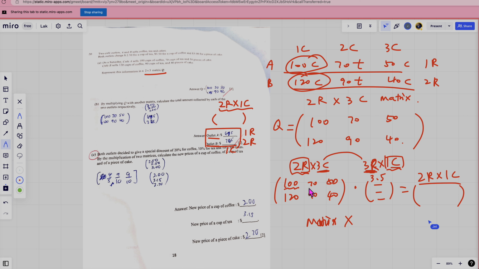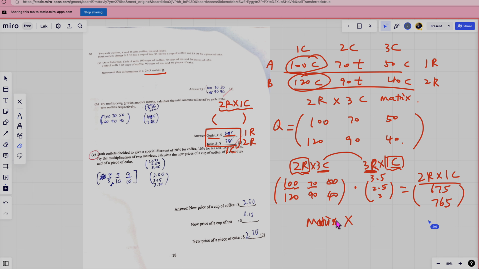Then this one is the tea, so this will be 2.50. Then the last one is the cake at $3. So this is the 3 by 1 column you need to get. Clear? Then you just multiply it. Then you should get the answer. Is it 675? Yes, 675. Then below is 765. Is it? Yes.